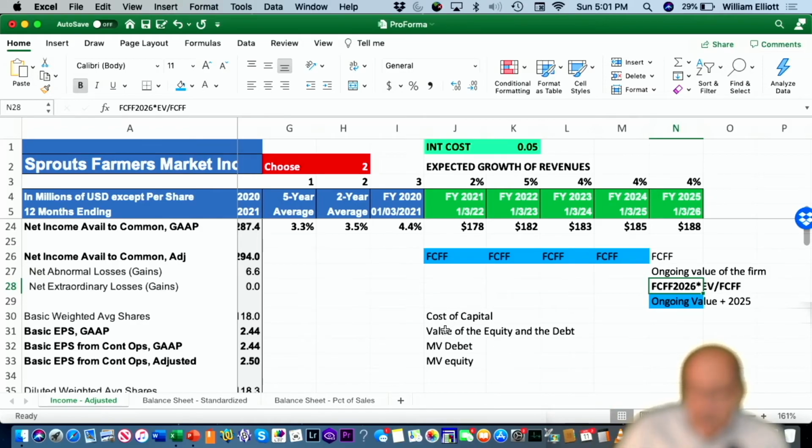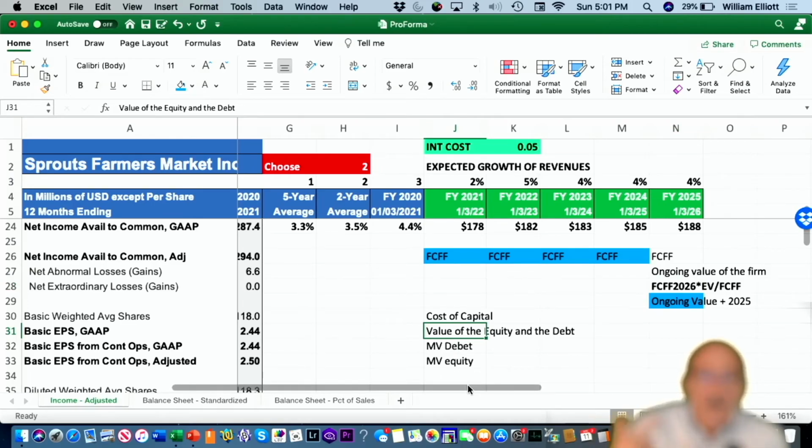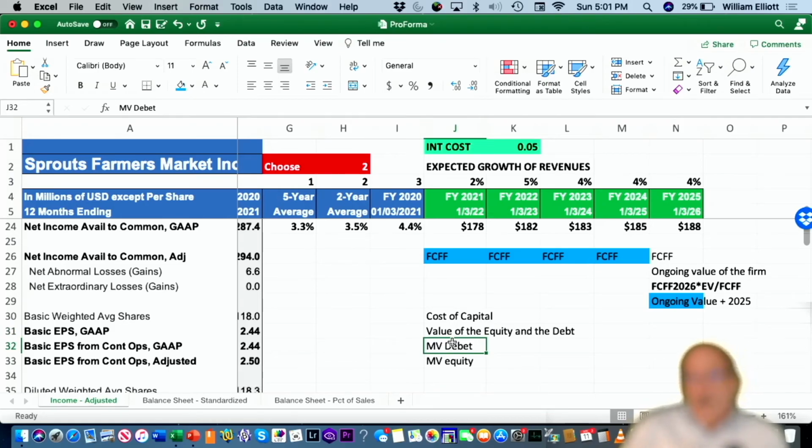And then from that, we end up with the value of the firm, but that's both debt and equity. So we need to go back to Bloomberg, figure out what the market value of the debt is, subtract that off, and we are left with the market value of equity. Make sense? Does that help, Sean? Yeah, thank you. Sure.